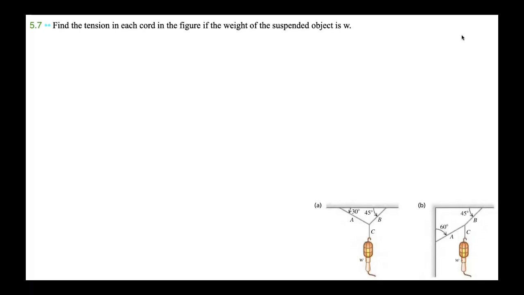Anyway, so this is part B of problem 5.7. Find the tension in each chord in the figure if the weight of the suspended object is W.